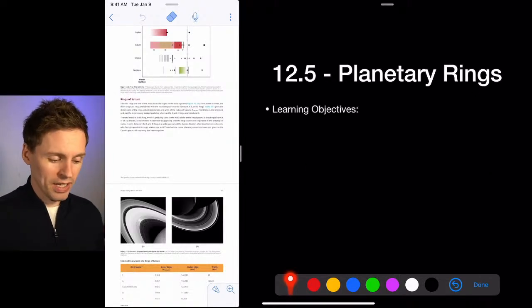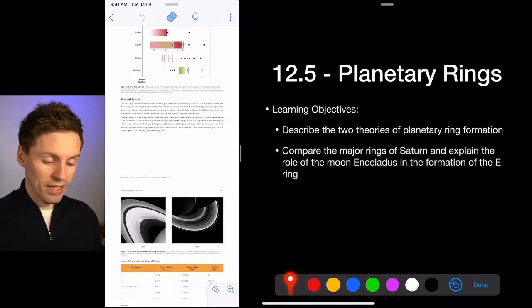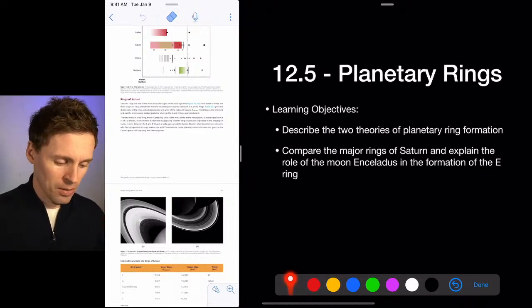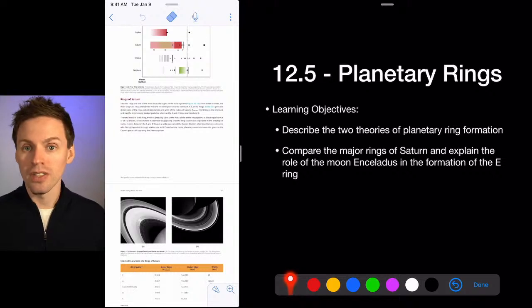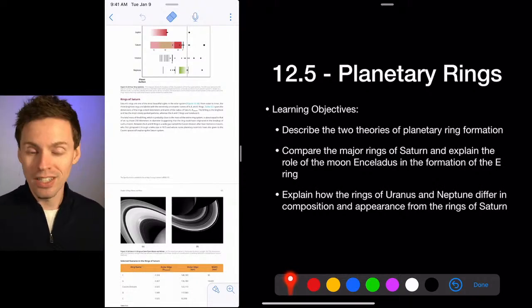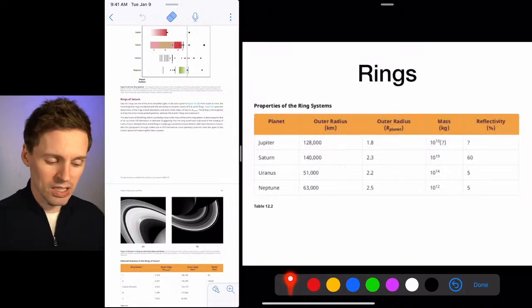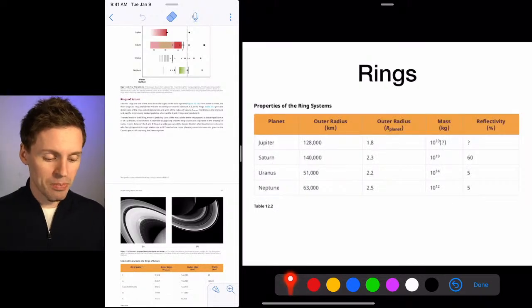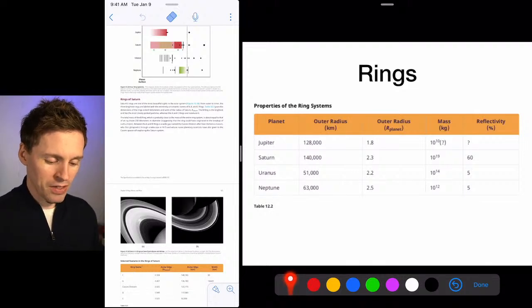All right, so rings. We want to describe the theories of ring formation, and then compare the rings of Saturn, and then how the moon Enceladus in the formation of the E-ring might play a role, and then explain how the rings of Uranus and Neptune are different, and then how moons affect the ring system. So Jupiter, Saturn, Uranus, and Neptune, they all have ring systems of different amounts. The reflectivity of Saturn's rings is the highest, and that's why we can see them.